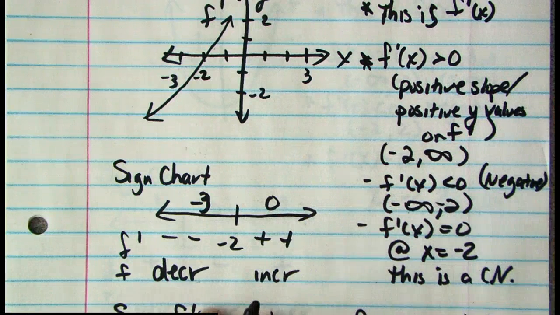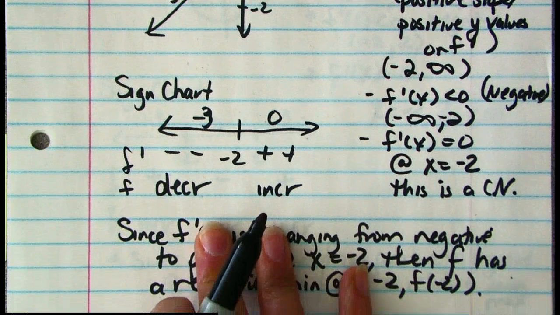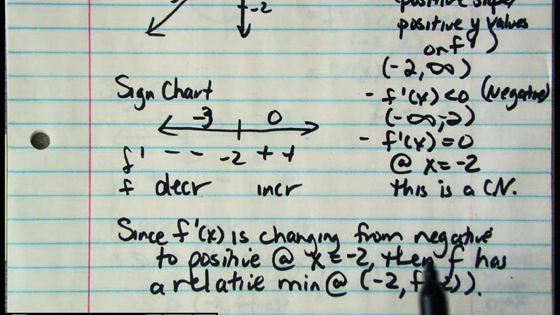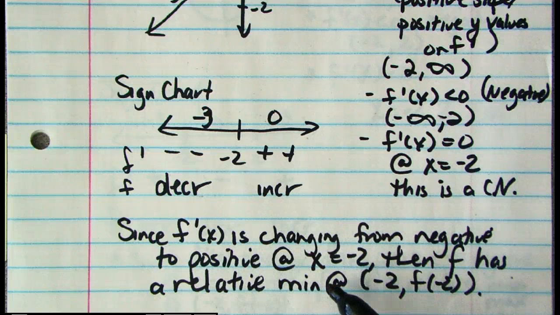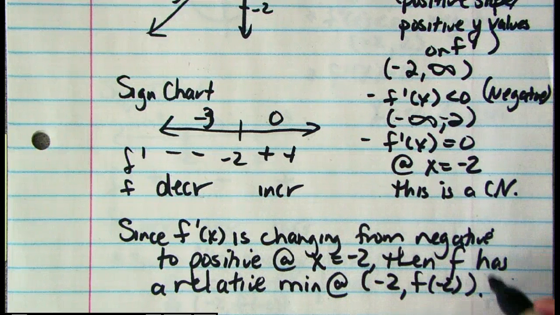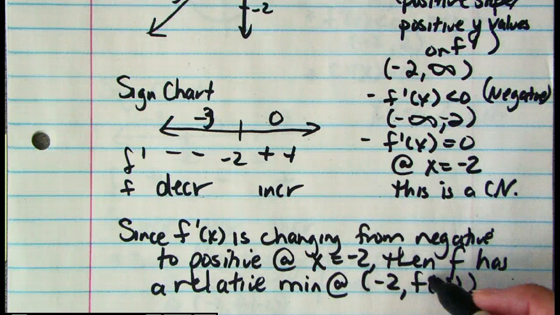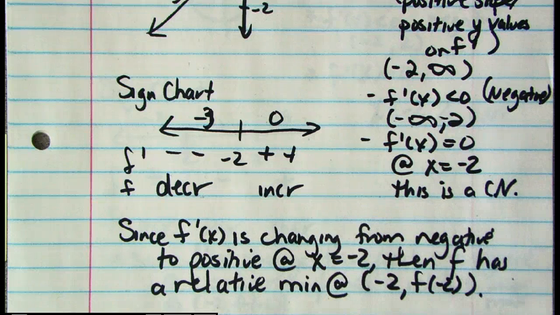So then I can write my summing statement. Since f prime of x is changing from negative to positive at x equals negative 2, then my original function f has a relative min at negative 2. Now, I don't have the function or the graph of the original f function, so I'm going to leave it like this generically. At negative 2, f of negative 2. So if I had the function, I could go get the y. But I don't have it. So I'm done. I've analyzed this graph.